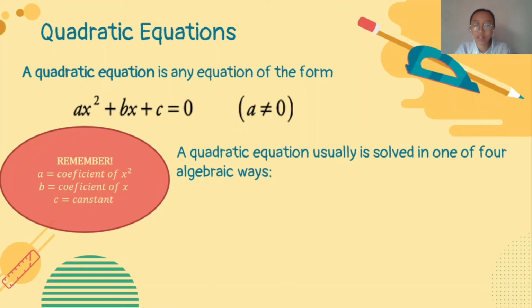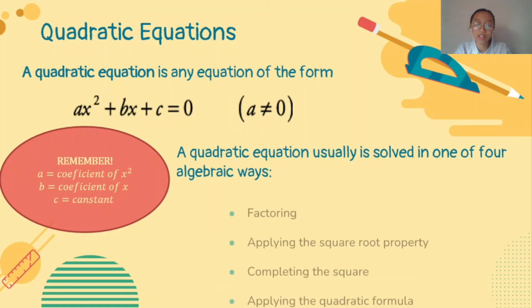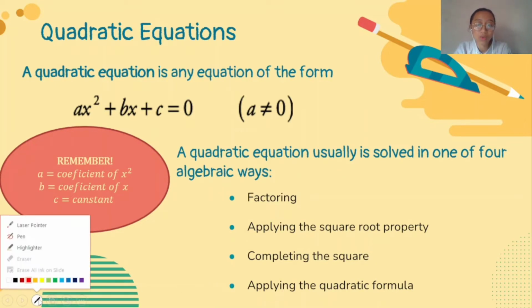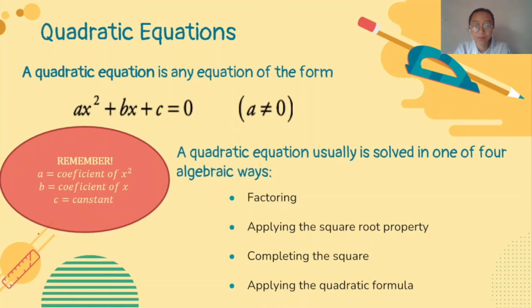is the constant value. A quadratic equation is usually solved in one of four algebraic ways. They are factoring, applying the square root property, completing the square, and applying the quadratic formula. In this video, we will just talk about the factoring way.